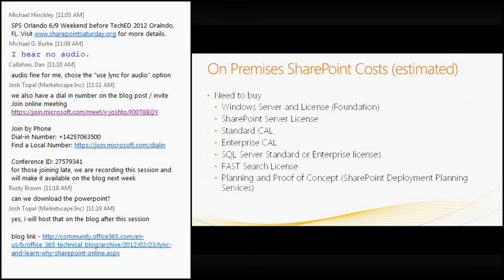As you grow, of course, it is SQL related, so you need to have all your SQL licensing in place. That could mean standard or enterprise, CALs, or per-processor licensing. And then, of course, if you want to get into Fast Search, again, more hardware and more licensing. Another key thing I like to mention to people is to make sure that you have your planning and proof of concepts down. Those can be contained within the SharePoint deployment planning services. I have a link later on in the presentation; those go along with your software assurance.